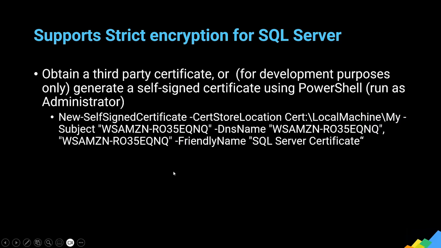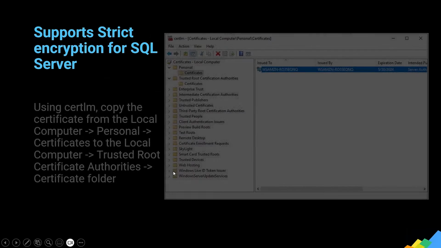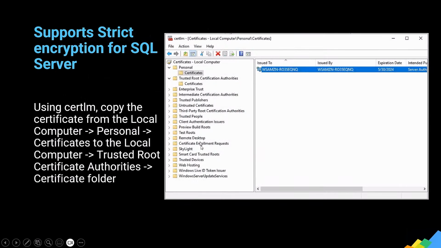And then that will give you a self-signed certificate. And if you're going to do it in production, you're going to follow all these same steps. You're just not going to do it with a self-signed certificate. So here's the self-signed certificate that got generated. It gets generated in the personal certificates folder.